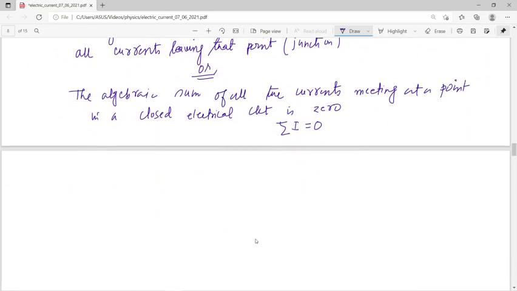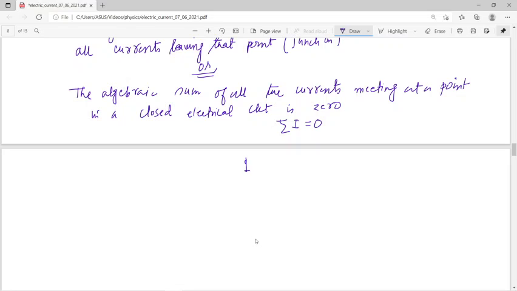What does that mean? Say this is a resistance, a current will be coming like that, and there is a junction point like that. Say current I1 is entering the junction, current I5 is leaving the junction, current I2 is also leaving the junction, say I3 is entering the junction, and I4 is leaving the junction.